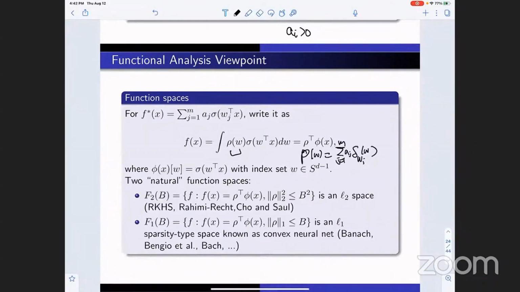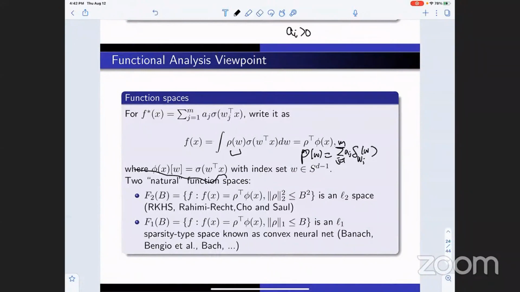So if I want to represent a finite teacher network, I just write it as an integral of Dirac delta functions, which is of course equivalent to just a sum of neurons. And the features, this is the natural featurization if you have a two-layer network. But what's very, very important here is the norm in which you measure your rho, which gives you different function spaces. There are two kind of what I would call natural spaces.